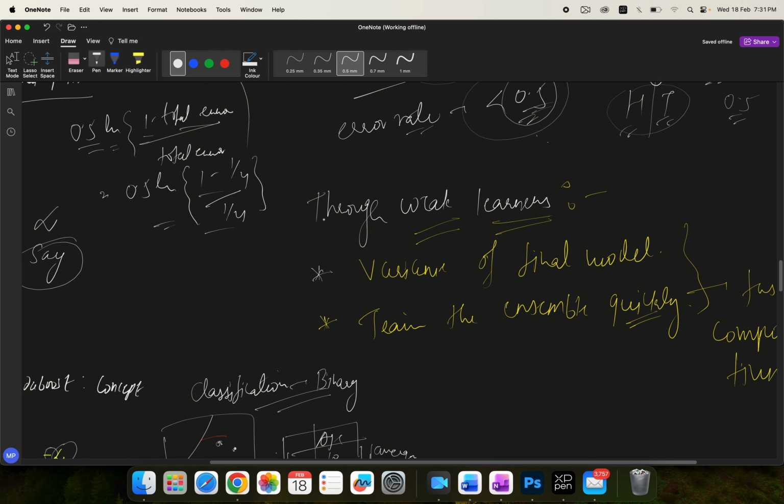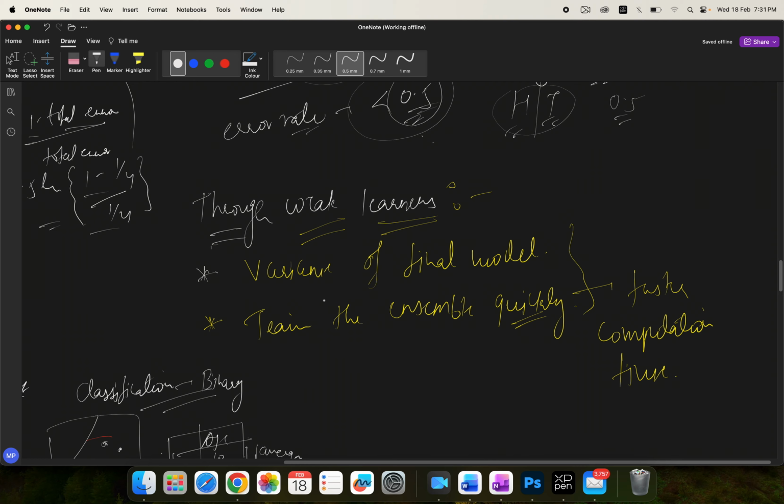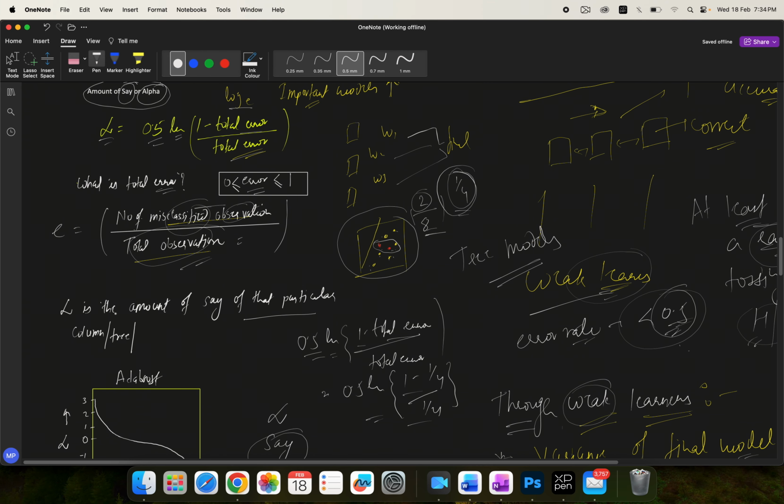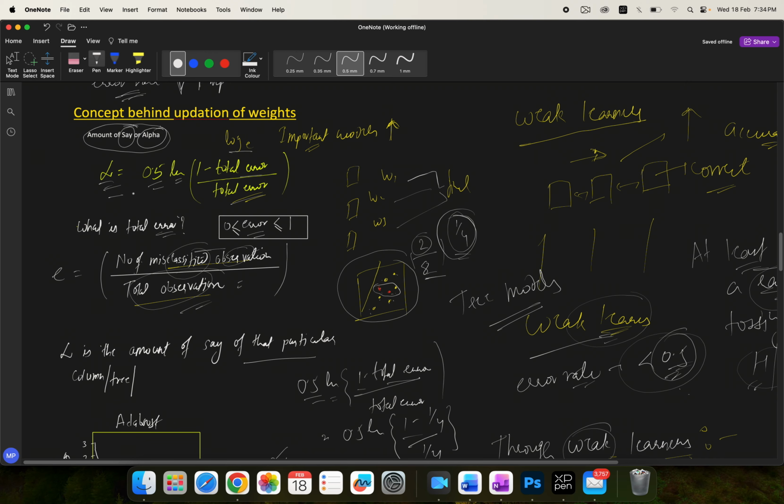Now why are we taking weak learners only? Because through weak learners we can ensure the variance of the final model will be lesser, like you can control the variance, right? And what is the second advantage of using weak learners? We can train the ensemble very quickly. So through weak learners we can easily train the ensemble, which leads to faster computation time. These are the basic advantages of weak learners. Using weak learners we can achieve efficiency of the model.